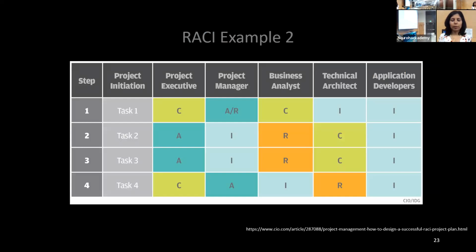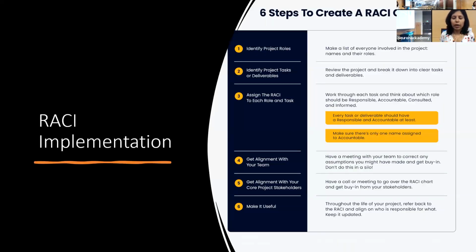More from a software project point of view, some of the roles are project executive, project manager, the business analyst, the technical architect, and the application developer, and the list of tasks and who's R, A, C, or I. This is another slide which enumerates the steps to create a RACI chart. The first step is to identify the project roles, and then the project tasks or deliverables, and then assign the RACI to each role and each task.